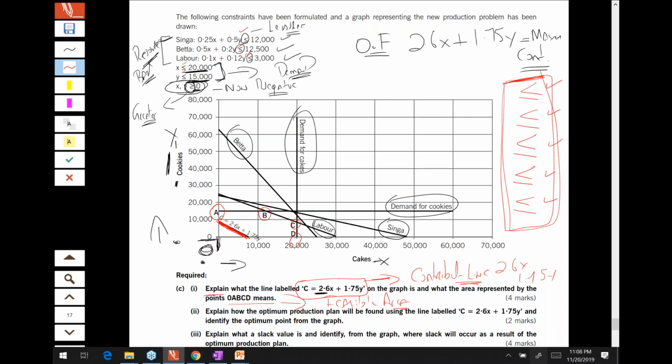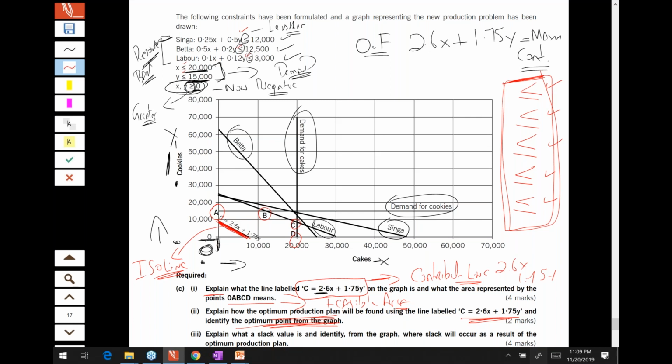Those who have the basic knowledge will quickly understand the technique I'll explain. Second: explain how the optimum production plan will be found using this line and identify the optimum point from the graph. Now, this is the ISO line, and through this line we can find the answer very easily. This is the contribution line.